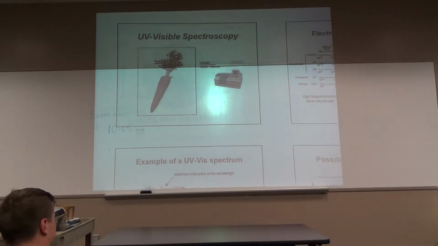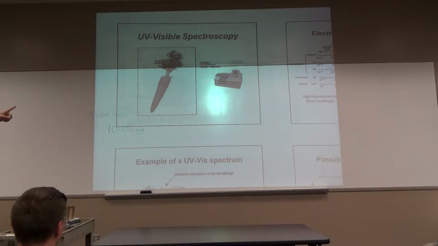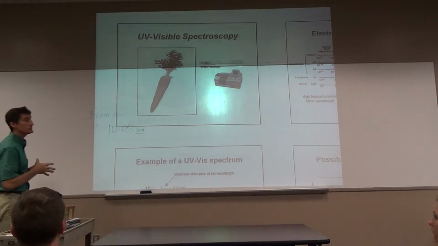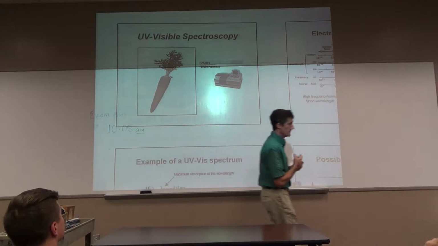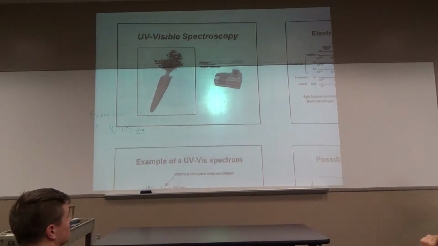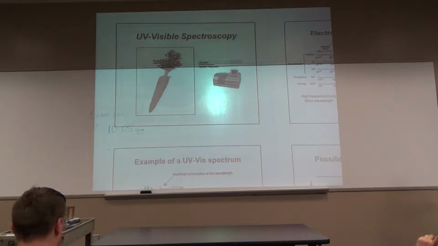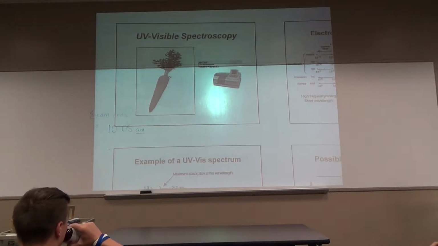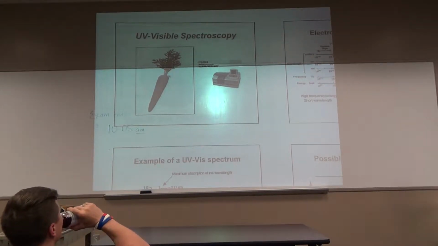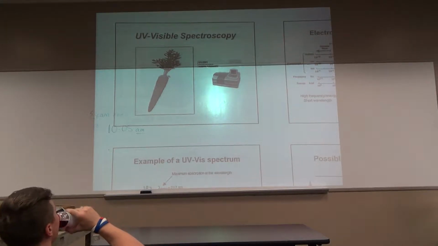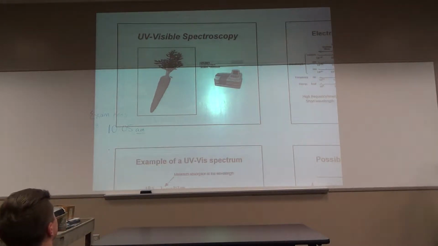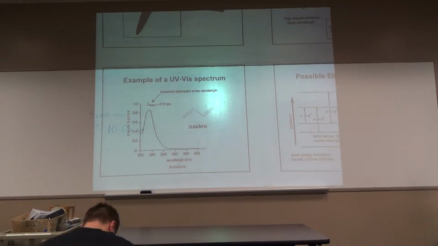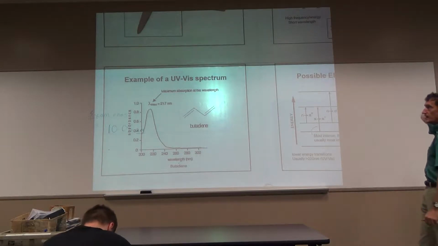Okay, UVVis spectroscopy. We have a carrot and we have a UVVis spectrometer. Similar size to like an IR. Okay, it has a light source, if you ever see one. Okay, that's page 1. I think black and white will be okay. Everybody got the handout? Yes. Okay, example of a UVVis spectrum.